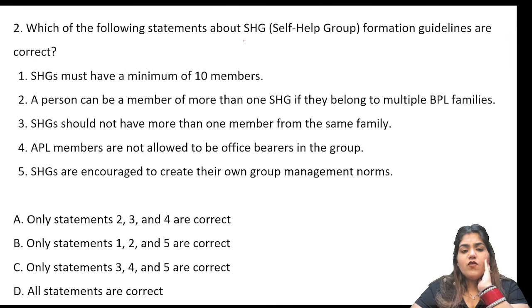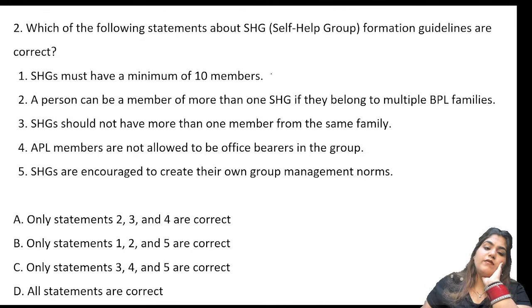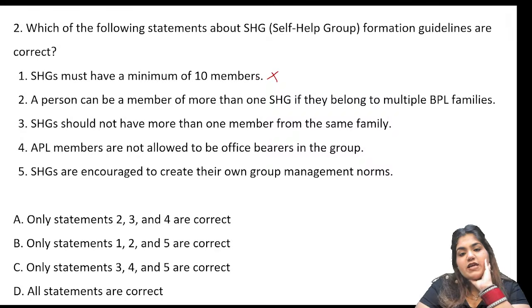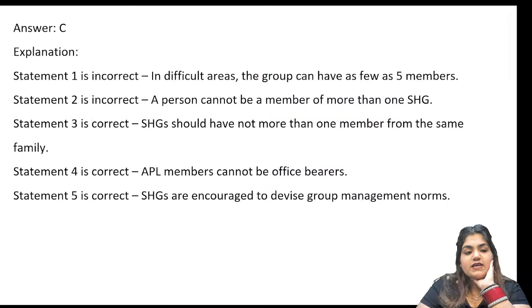Next, which of the following statements are correct? Minimum is 10. See, no, minimum is not 10. In the special areas, it can be 5. Statement number 1 is incorrect. A person can be a member of more than one self-help group. No, he cannot be. Statement number 2 is incorrect. That will give us 3, 4, 5 as correct. C is the correct answer.